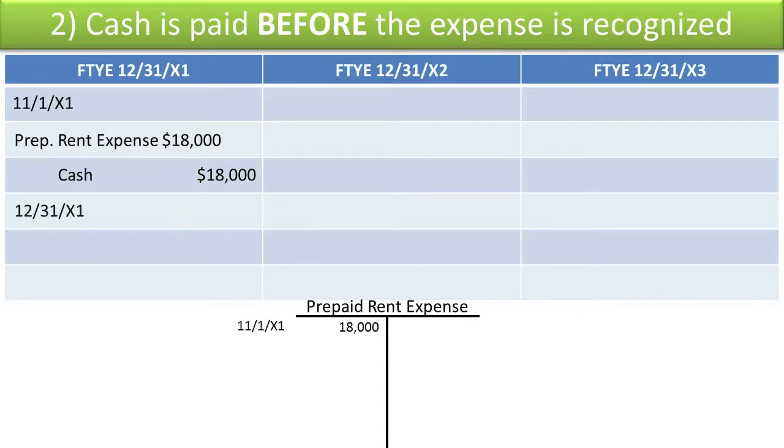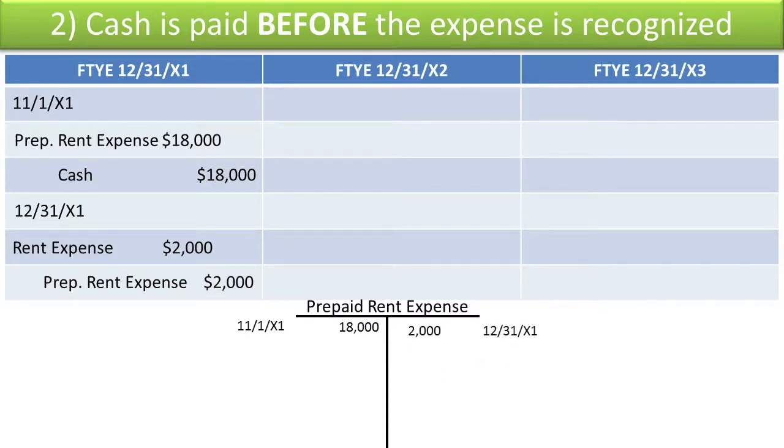As of the end of the year, we've actually received $2,000 worth of benefit. We need to debit rent expense $2,000 and reduce the asset, prepaid rent expense, by crediting it $2,000. By posting that into the ledger, we now have a credit of $2,000, and the new balance of our prepaid rent expense is $16,000. This asset is being used up, and as it's used up, we record the related expense.